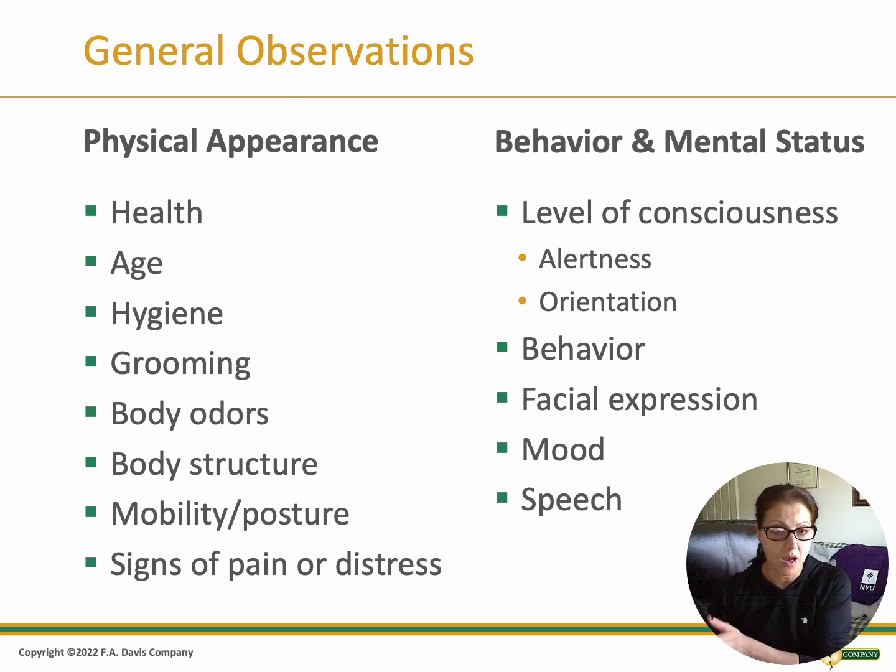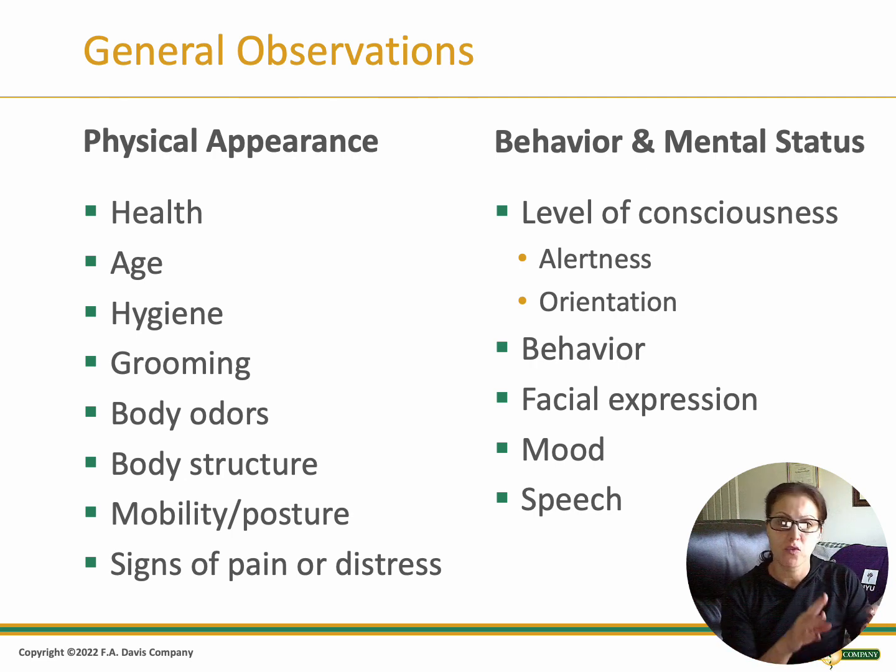So is it because they are homeless, or do they live in a residential community, but do they need assistance with hygiene, grooming, and body odor? And so those are things that we take into consideration. What is their body structure like? What is their mobility and posture? And a lot of this is, when they enter into the room, what is their gait like? It's part of our assessment of their neurological system, but it's also part of our assessment of their general survey.